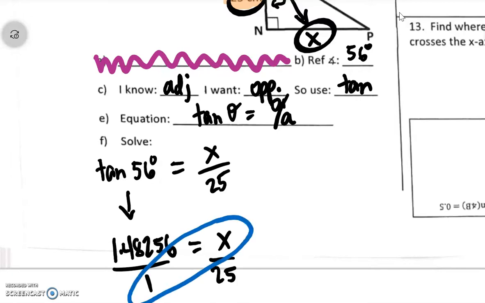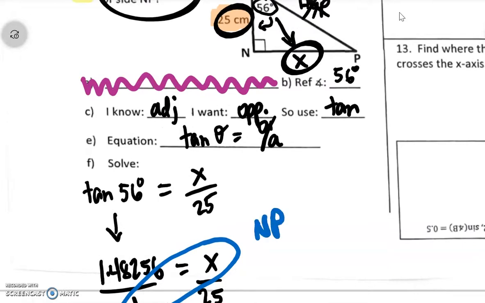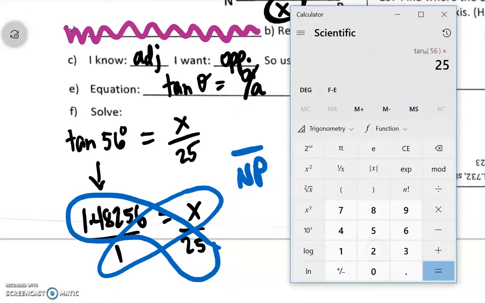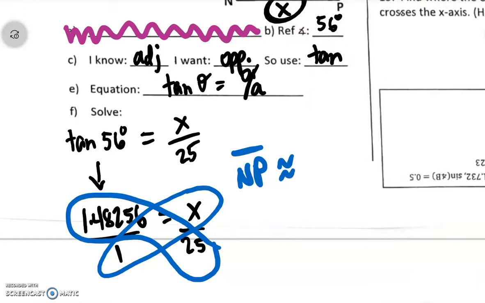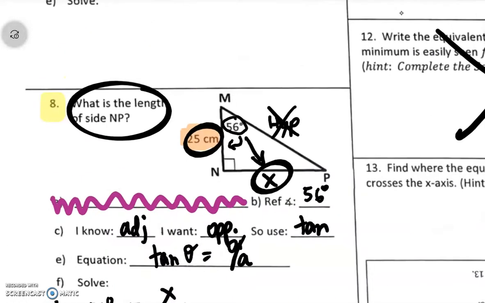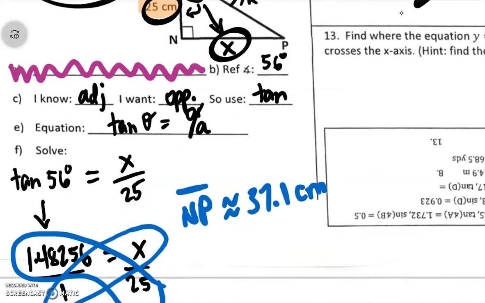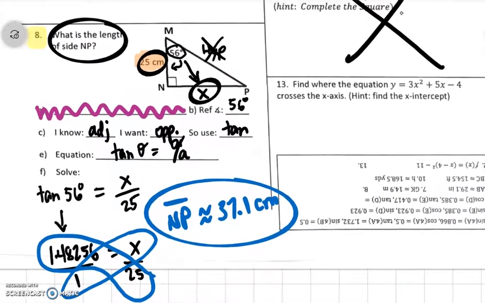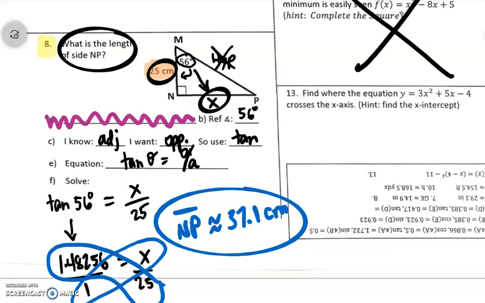So 1 times x is x. That's NP. So I'm just going to replace it back with NP now. That's what we're solving for. It is equal to the other cross product, 25 times that value. So we're just going to multiply that by 25. And we should be getting 37.1, if we round it to the tenths place. So we're going to say NP is approximately 37.1 centimeters. So that one we had to use the tangent ratio because we were dealing with the opposite and the adjacent side of the right triangle.